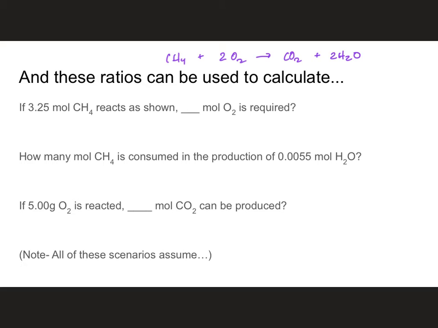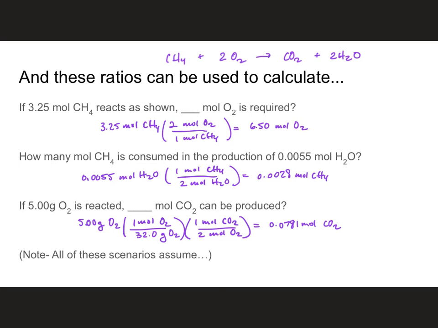Okay, so go ahead and pause. So here you can see my setups for these calculations. Each of the first requires only one step because the unit cancellation is moles to moles, and so I set the ratios up so that the units cancel. The last one has a preliminary step required, which is grams to moles, followed by the ratio.